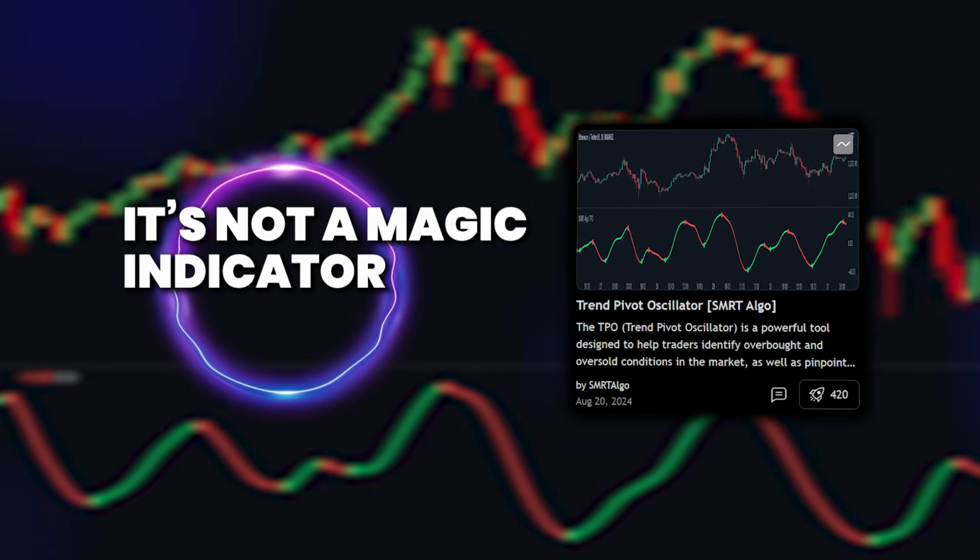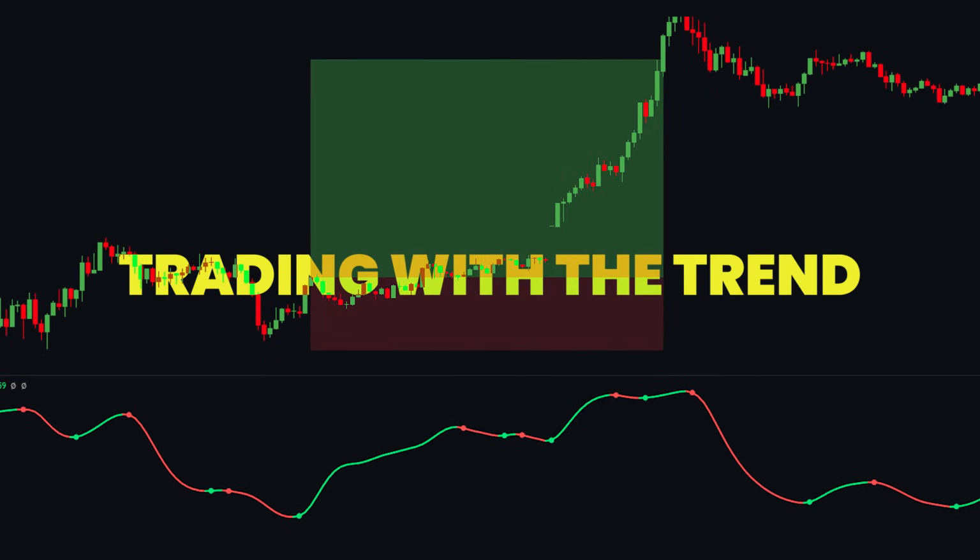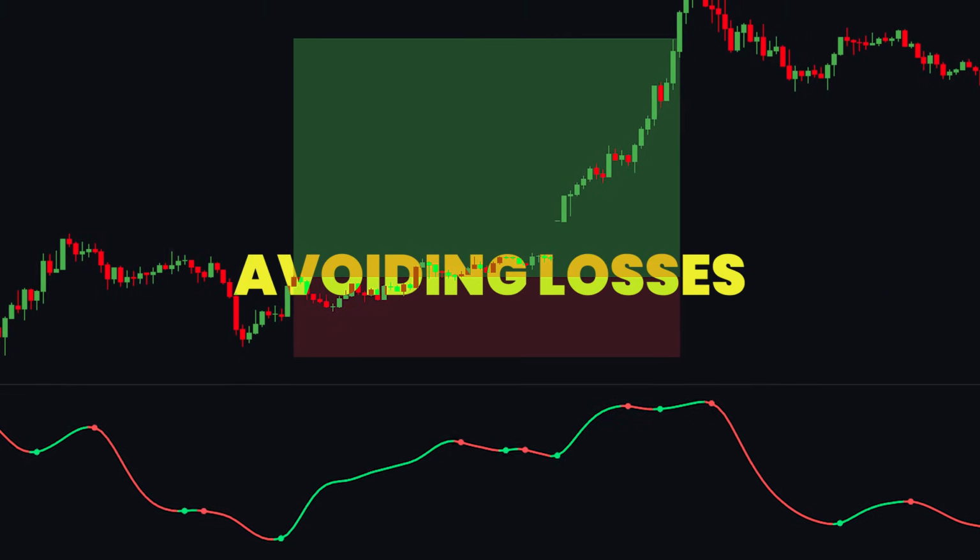It's not a magic indicator. It's a filter that improves timing and decision-making. Used correctly, it keeps you trading with the trend, entering at better prices, and avoiding unnecessary losses.